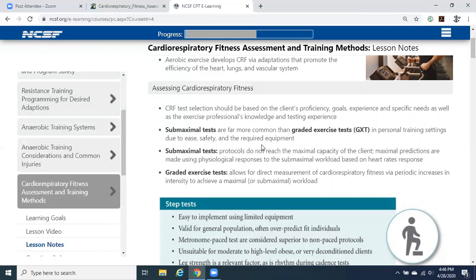The submaximal tests are far more common than graded exercise tests in personal training settings due to ease, safety, and the required equipment. Submaximal test protocols do not reach the maximal capacity of the client. Maximal predictions are made using physiological response to the submaximal workload based on heart rate response. So we're not training the individual at maximal capacity when we are testing them. We want them at submax.